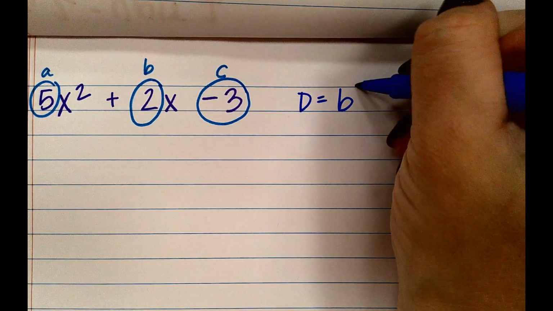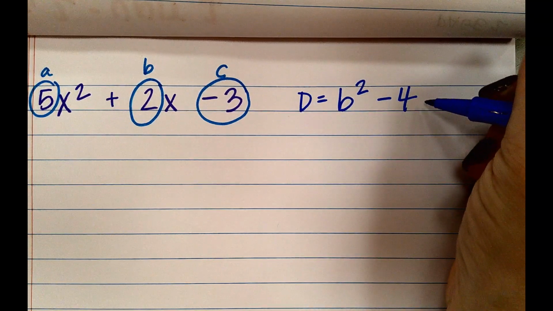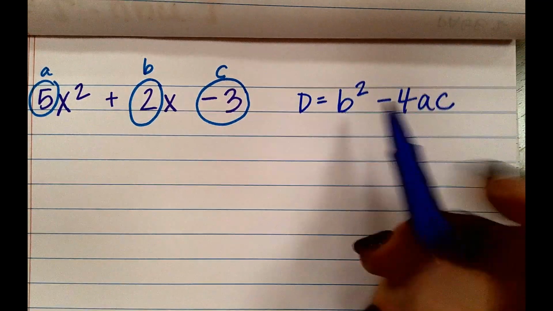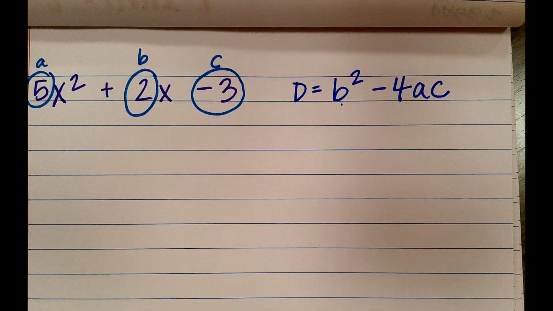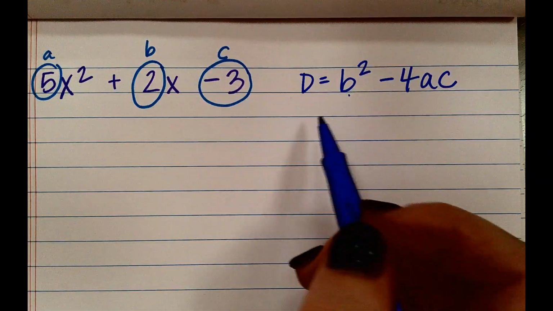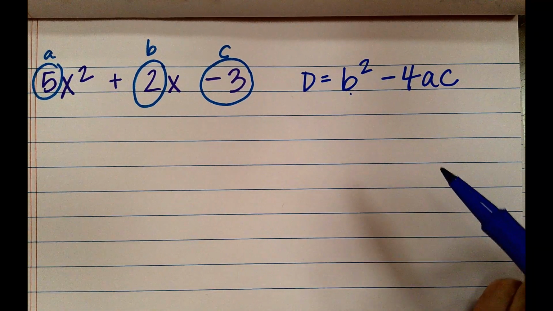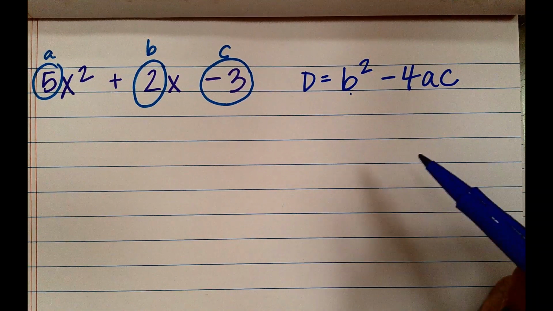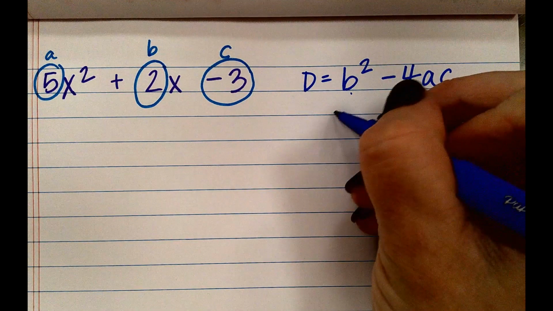B squared minus 4ac. B squared minus 4ac. So, let's rewrite that formula, but leave little blanks. That's my favorite way to do it. You may like doing it a different way, but I like doing it like this.